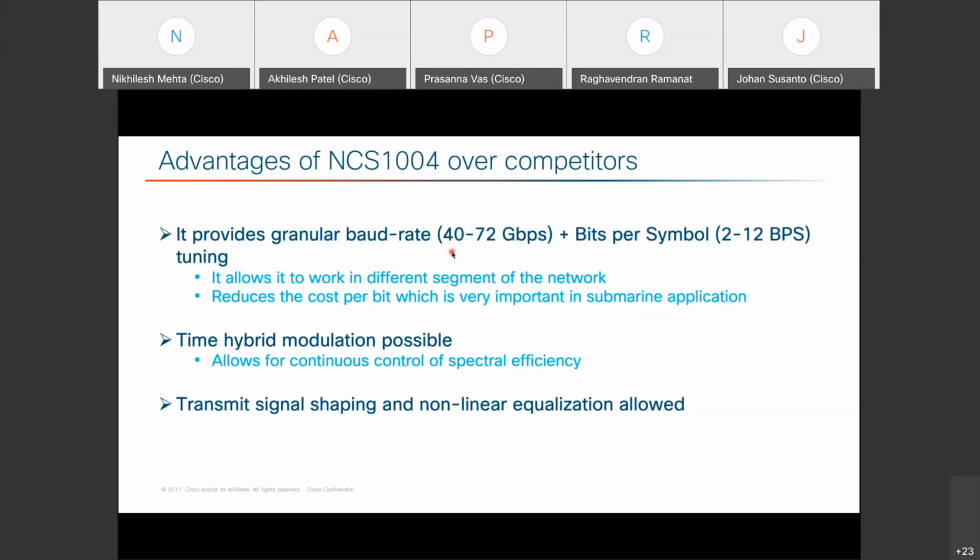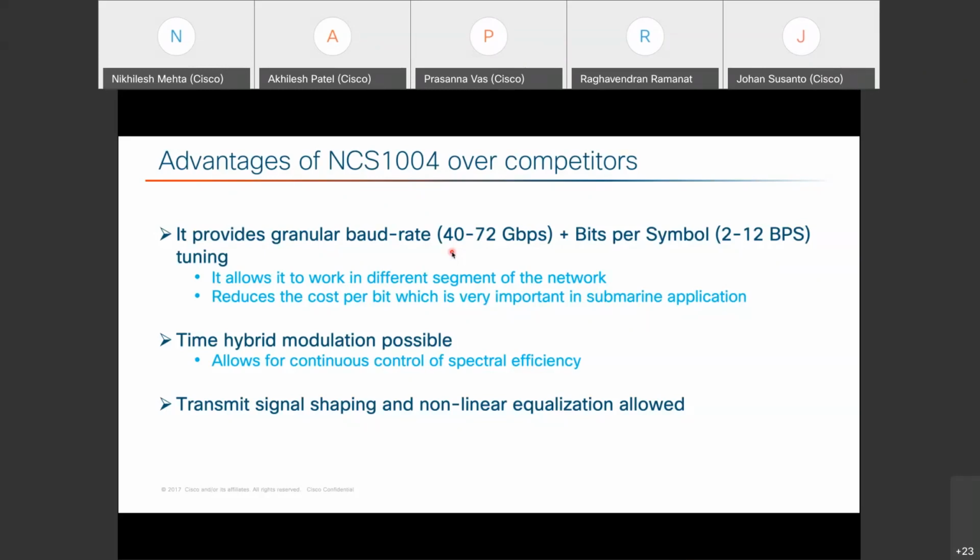It will also reduce the cost per bit, which is very important in submarine application, because there will be many vendors, but whosoever gives the lowest cost per bit and highest spectral efficiency will win that game. So this is one of the advantages of NCS 1004.